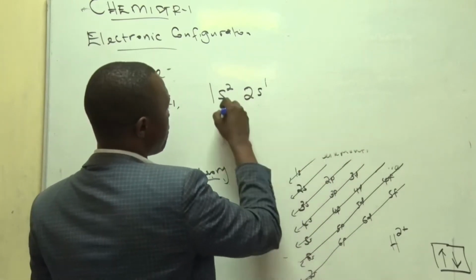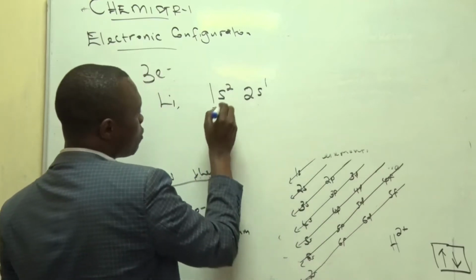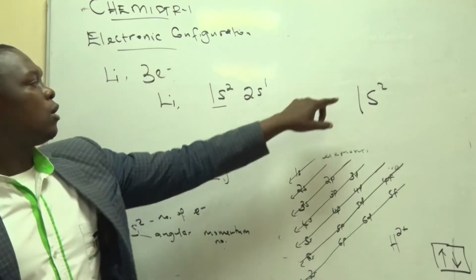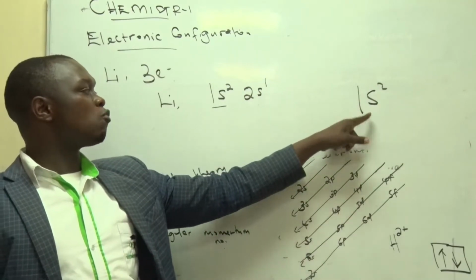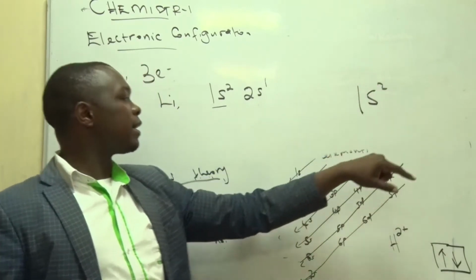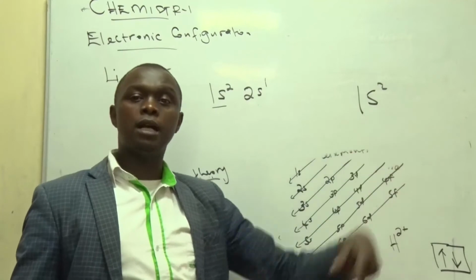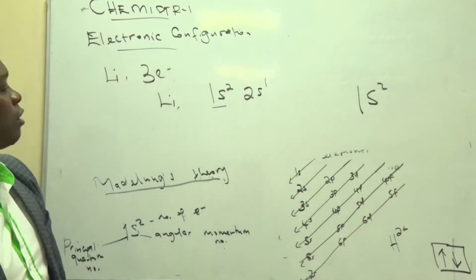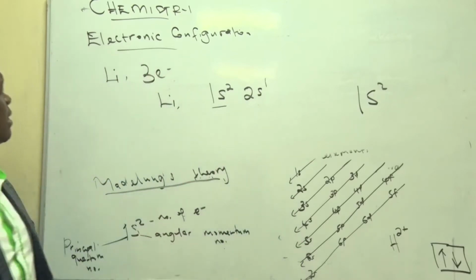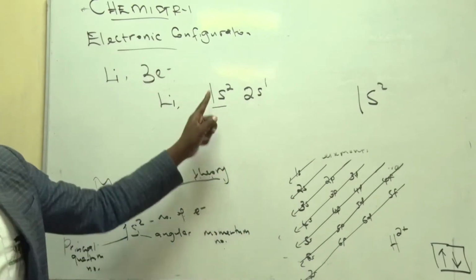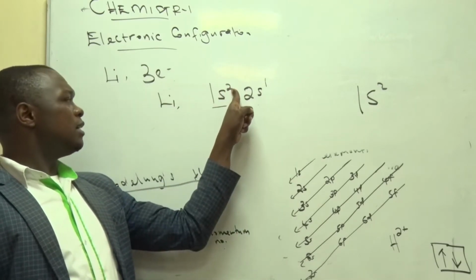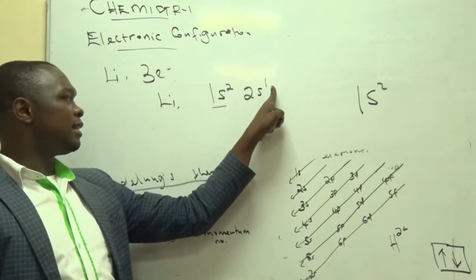Now there's something we need to know. When we write the configuration, let me take 1s2. The 1 is the principal quantum number. The 2 is the number of electrons, whereas s is the angular momentum number of the atomic orbital. Therefore, when writing the configuration of lithium, we say 1s2 2s1. This 2 is the number of electrons, and this 1 is the number of electrons.